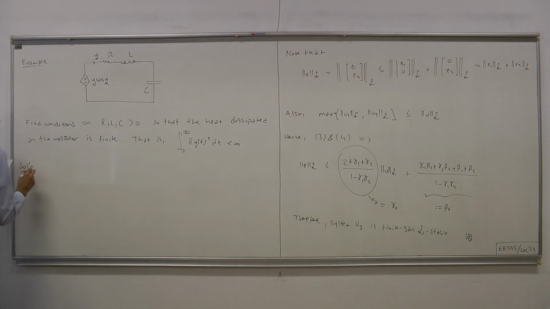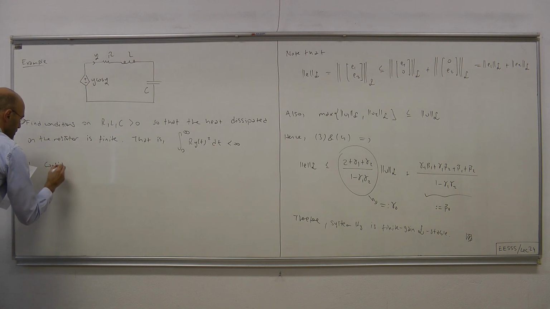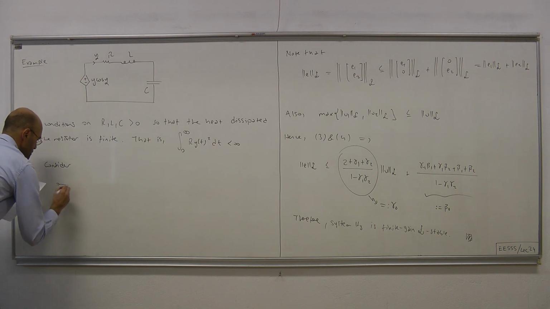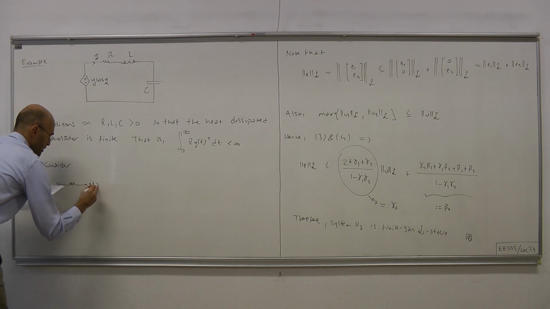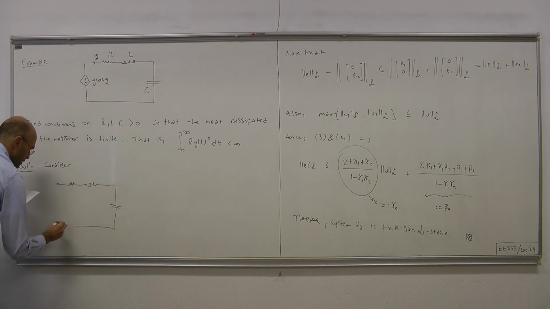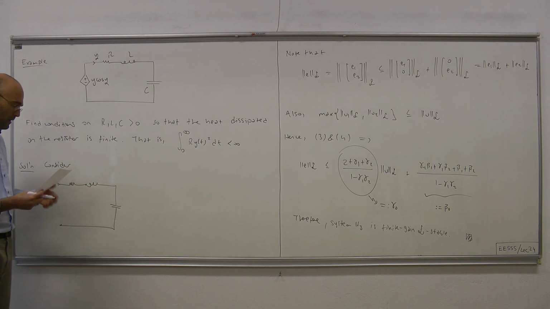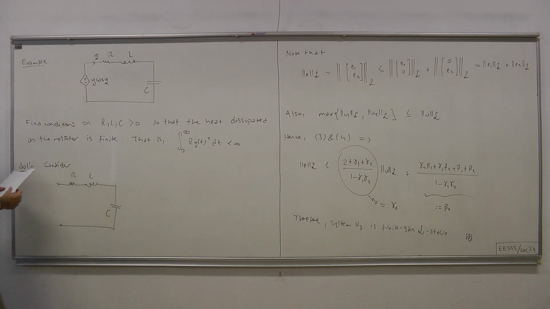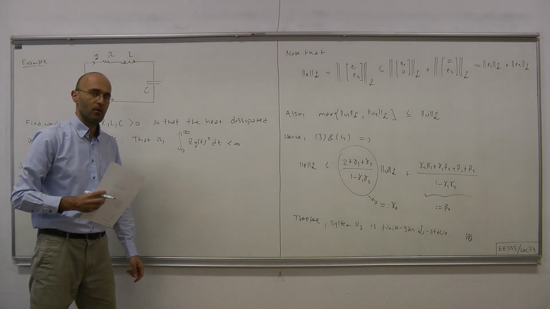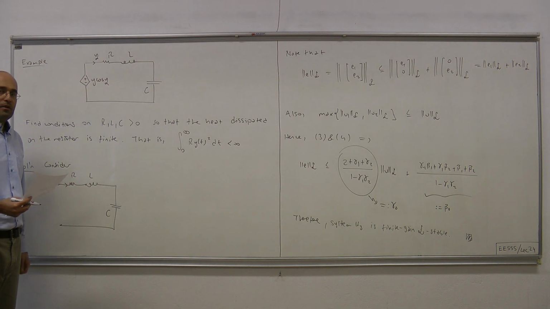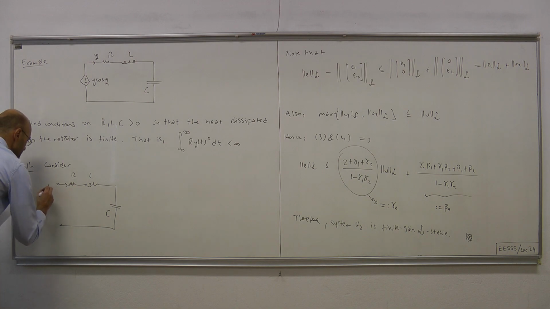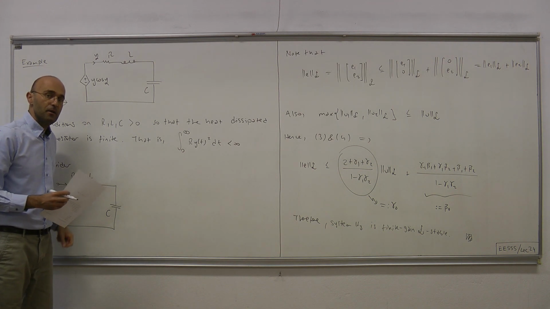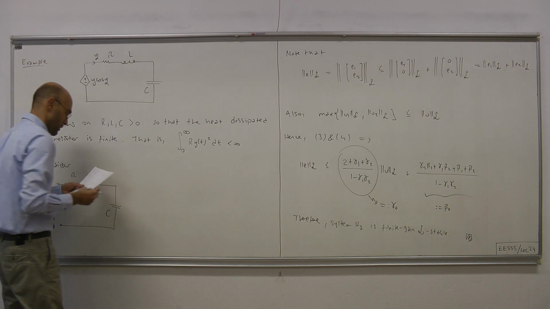So here is the solution. Now let us consider this one port, series RLC circuit as our first subsystem. And what are the input and the output? The input we take to be E, this voltage, and the output is the current generated by that voltage.